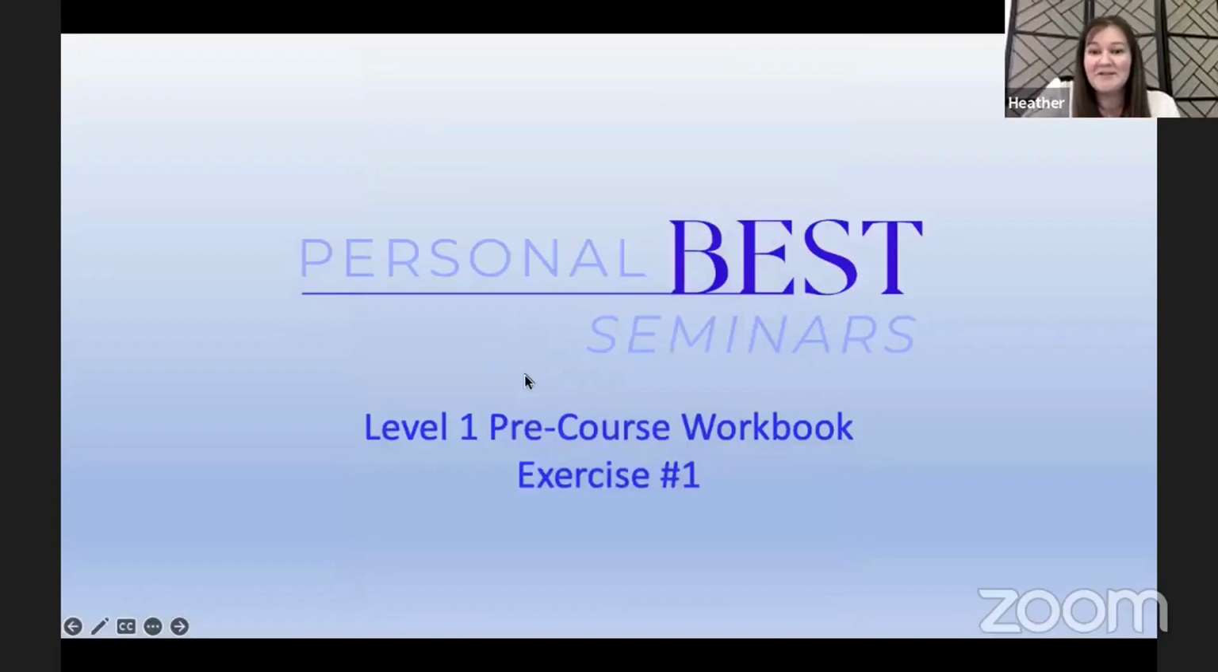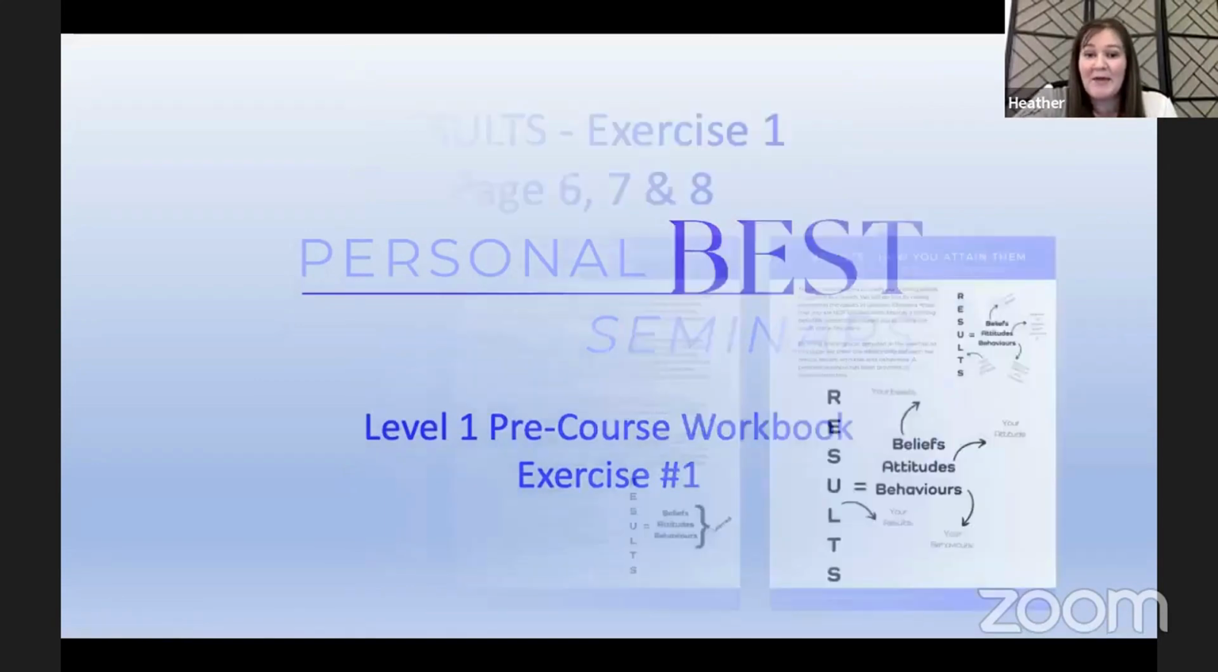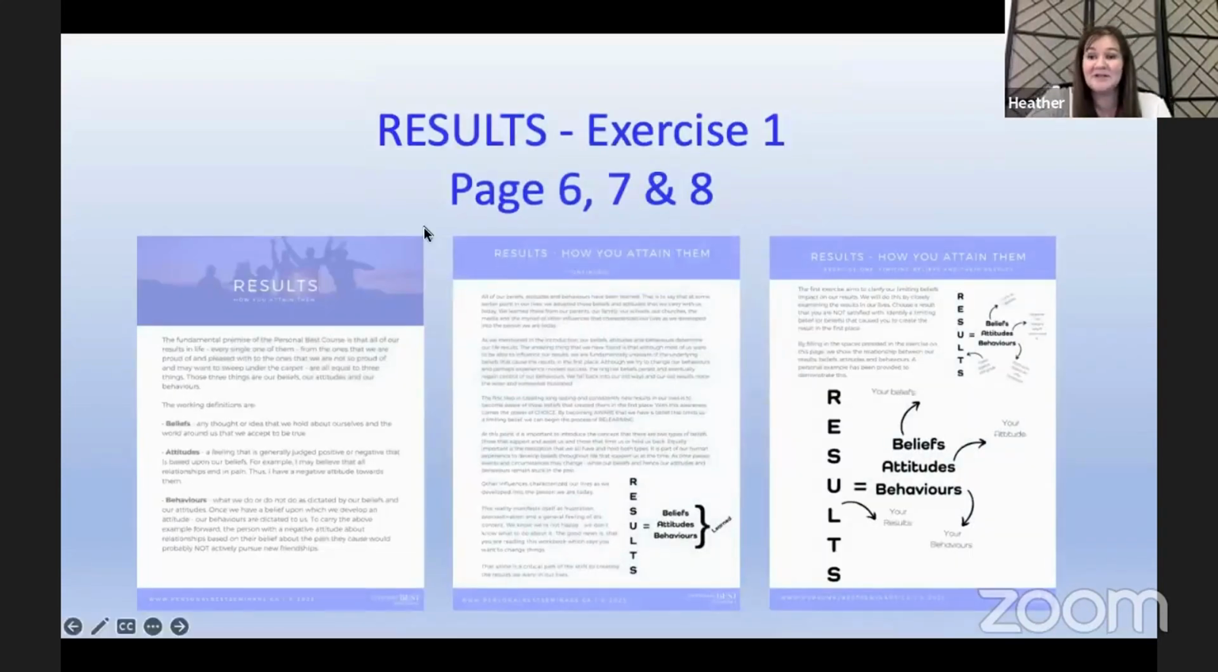So this is what we're going to do this evening. We're going to get into our level 1 pre-course workbook, and we're going to be working inside of exercise number 1. Exercise number 1 is all about results and the idea of how you can create lasting results in your life. Inside the workbook, you're going to be looking at pages 6, 7, and 8.